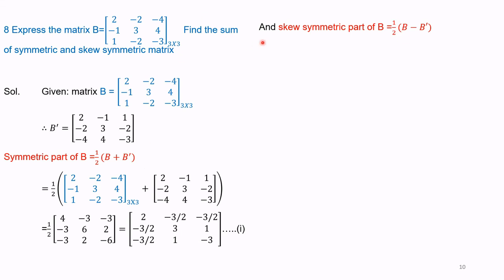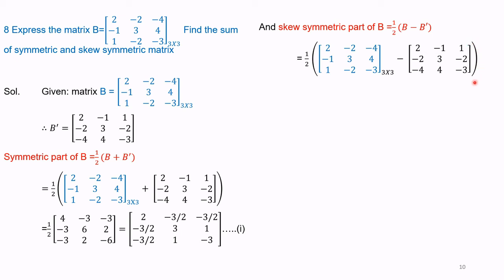Next is the skew symmetric part of B, which is given by definition as half of matrix B minus B dash. Please remember this. Now we will do the calculation for B minus B dash. We know B is given and B dash we have found. Therefore, half of, in a square bracket, B is copied as it is, minus B dash, which we copy here.